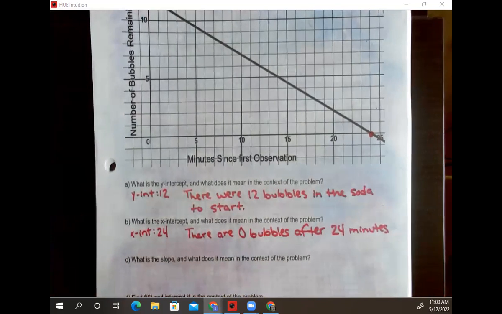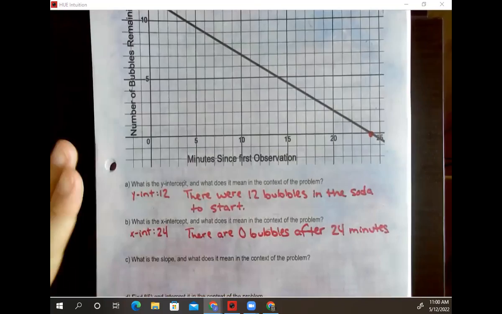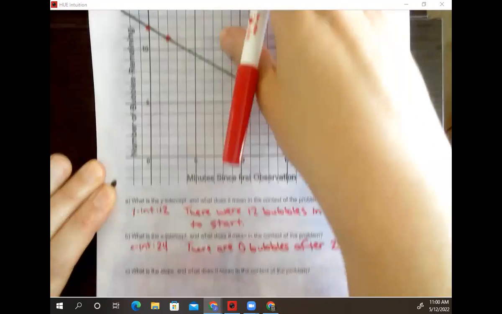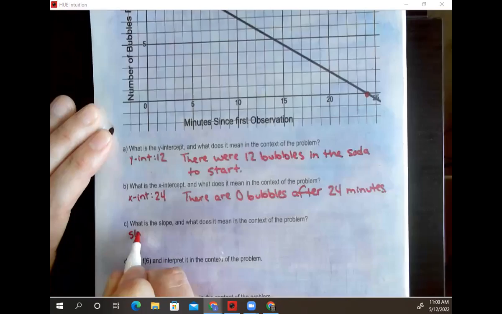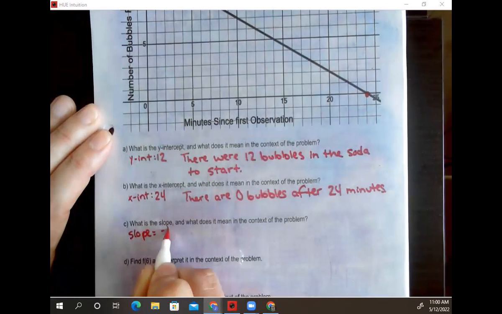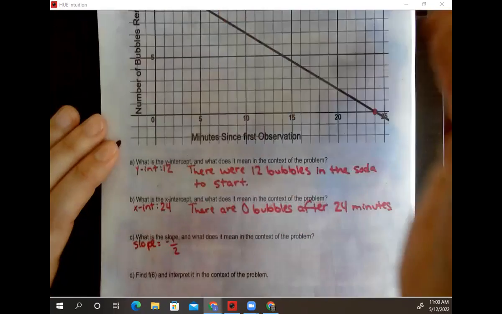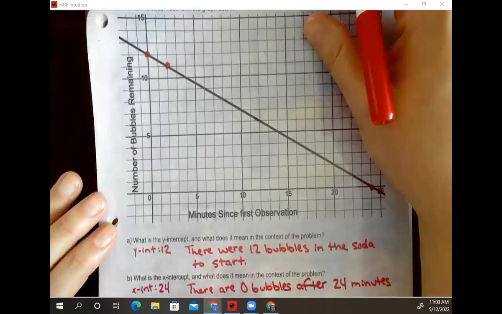C says, what's the slope? So if we find 2 nice points on our graph, we can determine the slope. Let me scoot this down a little bit. So we go down 1 and forward 2. So my slope would be -1 over 2, since we go down 1 and forward 2. So the top of my slope equation here is my y. And remember, y represents how many bubbles we have.